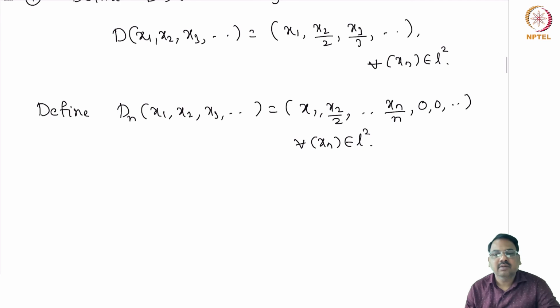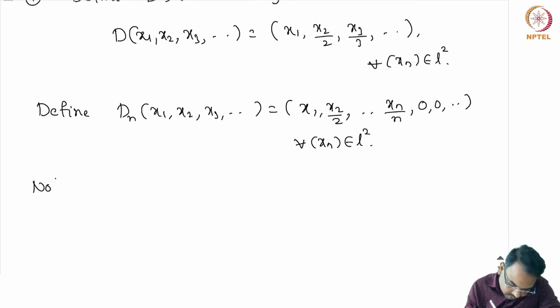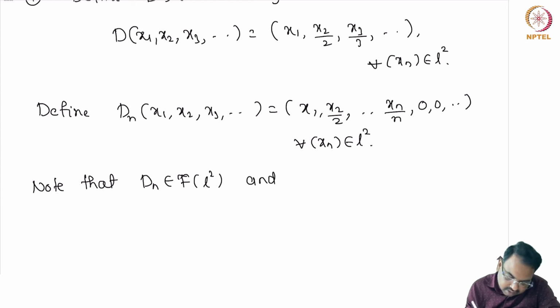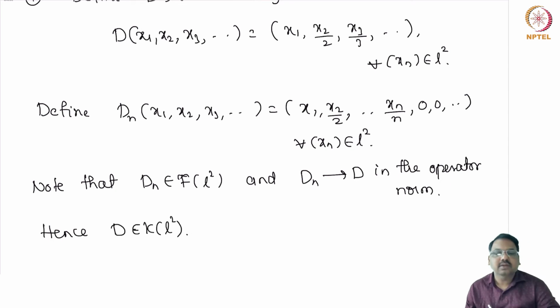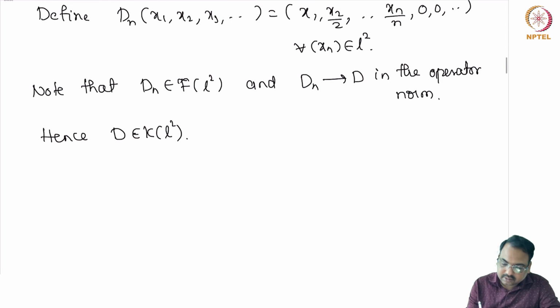Now Dn is a finite rank bounded operator. So note that Dn is a finite rank operator on l2, and we can easily show that Dn converges to D in the operator norm. Hence we can conclude, by the earlier result, that D is a compact operator on l2. So in fact this can be generalized furthermore.